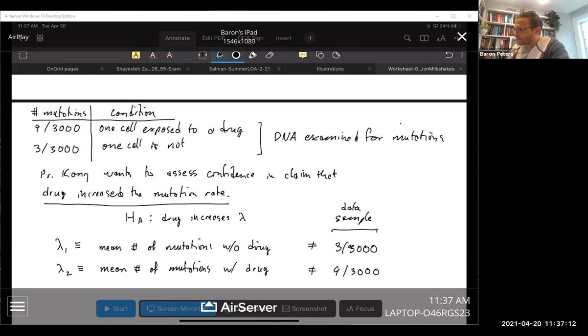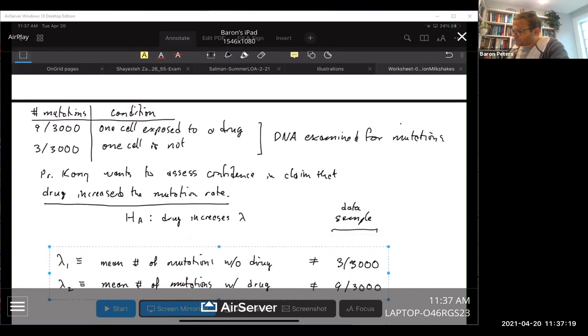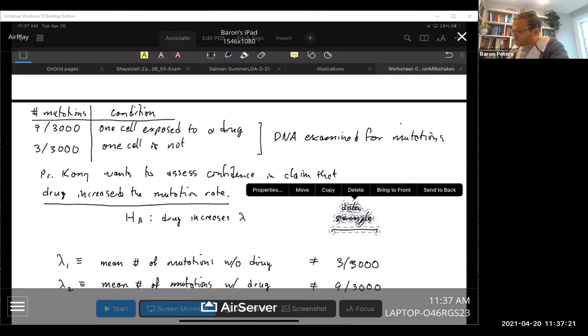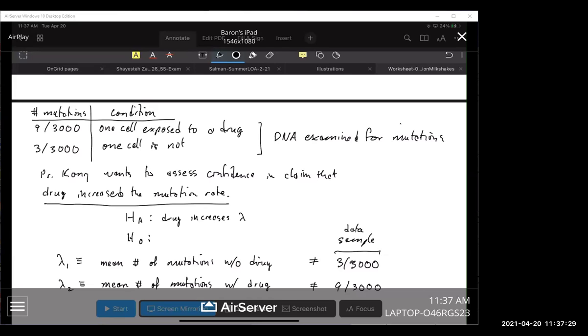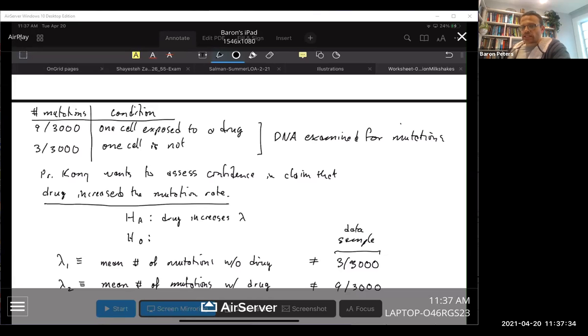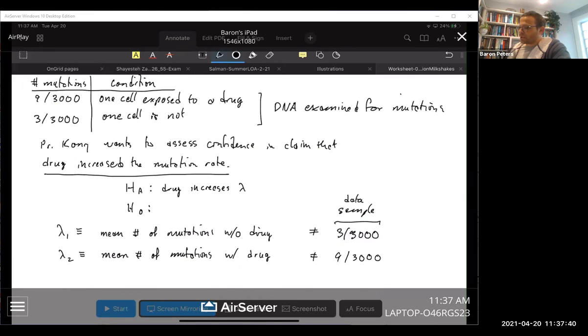And because of that, what would be the null hypothesis? What is the null then? That the drug does not increase lambda. Great. Okay, the drug does not increase lambda. So let's go ahead and try and write that down in a quantitative statement. Let's look at the two lambdas.